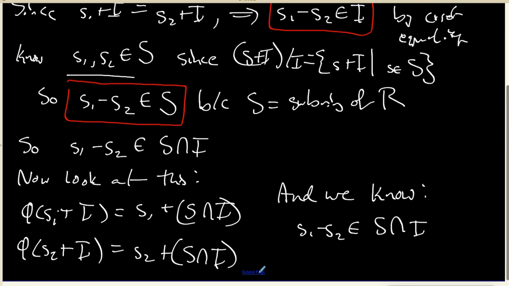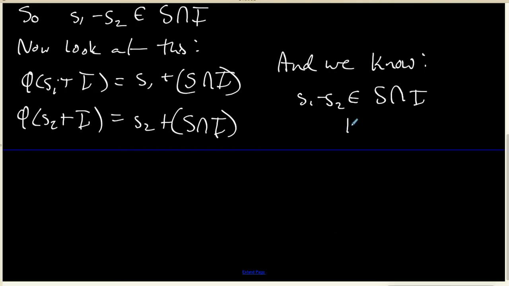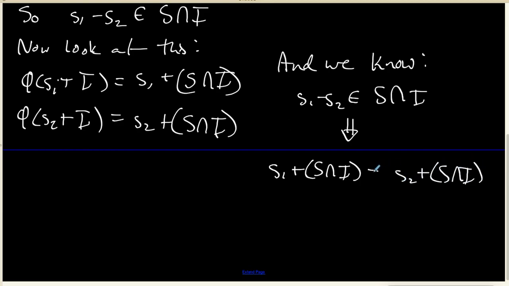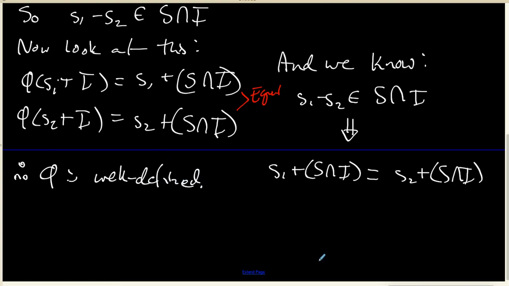And that particular fact says something really important. That fact says S1 plus S intersect I and S2 plus S intersect I are one and the same coset. So as a consequence, these two sets are the same coset. They are equal. And what that means is that we can say phi is indeed well defined. We will continue this proof in the next video.